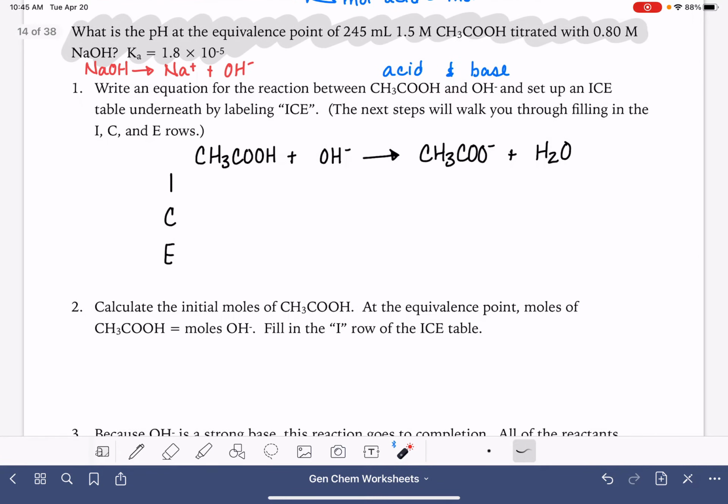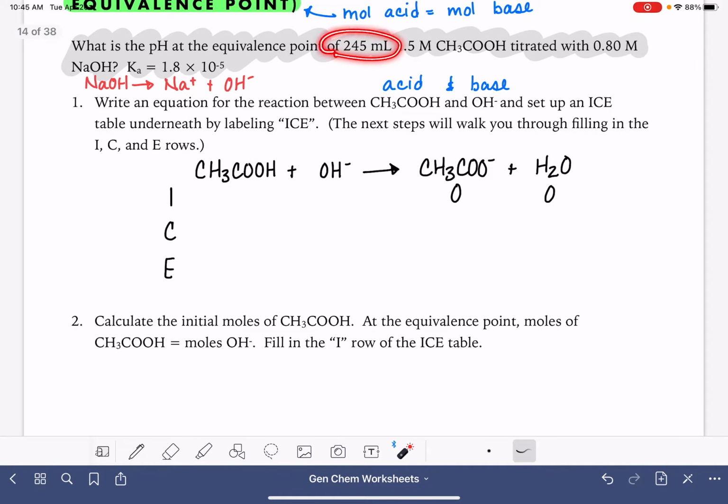So now let's work on filling in the ICE table, and of course we want to start with the I row, and we know that initially we don't have any products. That's pretty common in an ICE table. What we do need to figure out is how much of this stuff we actually have. So step number 2 tells us to calculate the initial moles of the acetic acid. We're going to get that information from the volume and the molarity of the acetic acid.